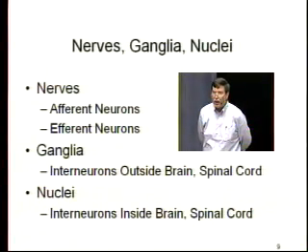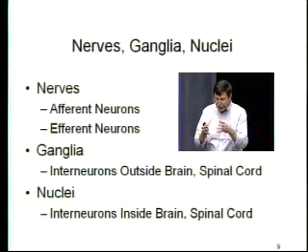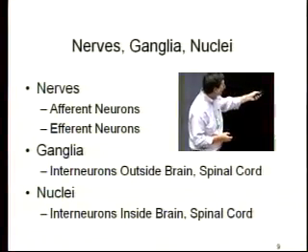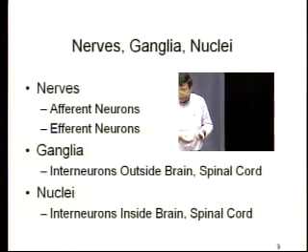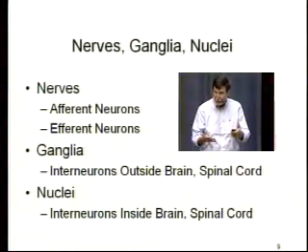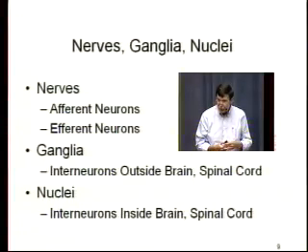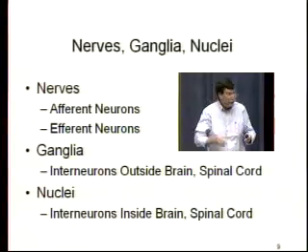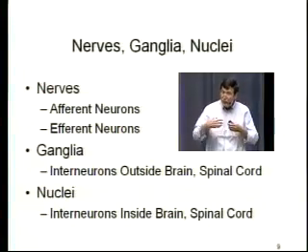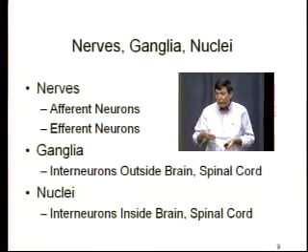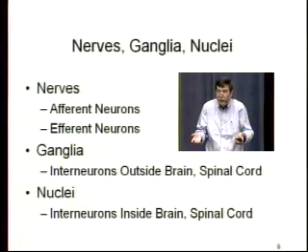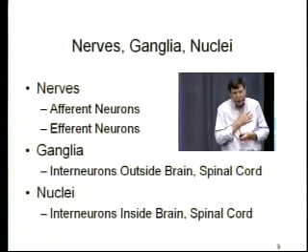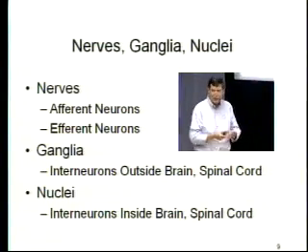Nuclei and ganglia are both bunches of interneurons, okay? If you're a nucleus, it's because you're inside the brain or the spinal cord. If you're a ganglion, it's because you're outside the brain or the spinal cord. The two terms differ basically on spatial location. If you could take a ganglion and move it inside a brain or a spinal cord, it'd become a nucleus. Don't blame me, blame the neuroanatomists. They're the guys who named these things. But that's basically it.